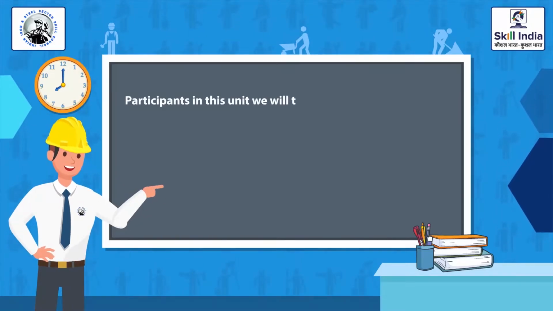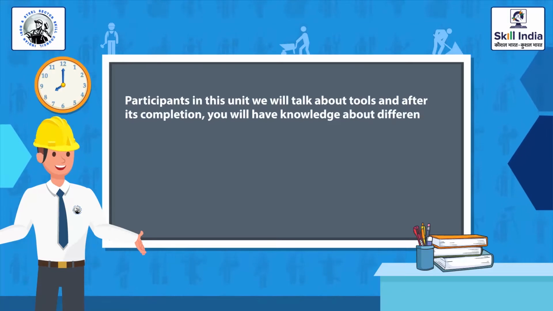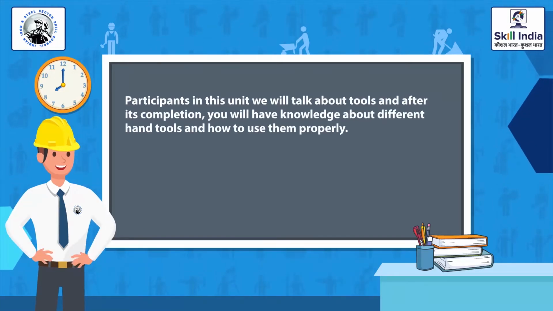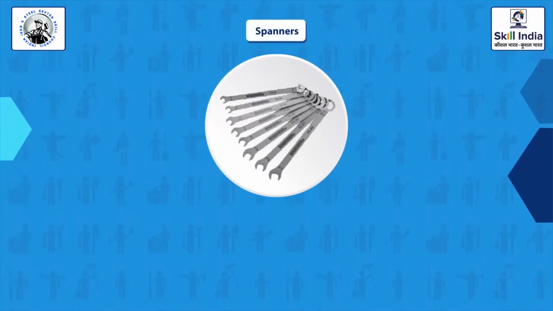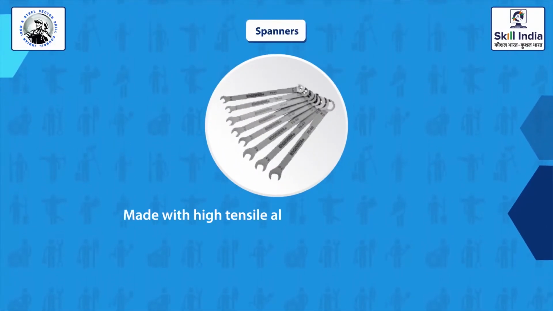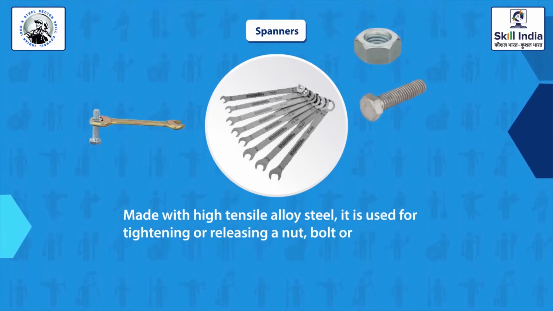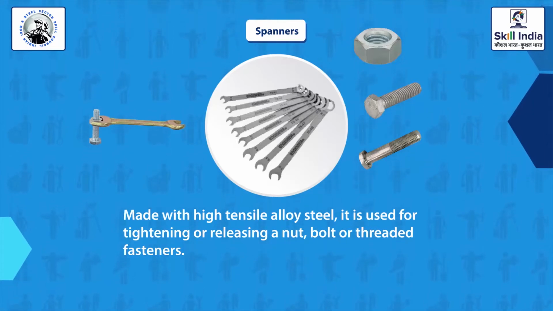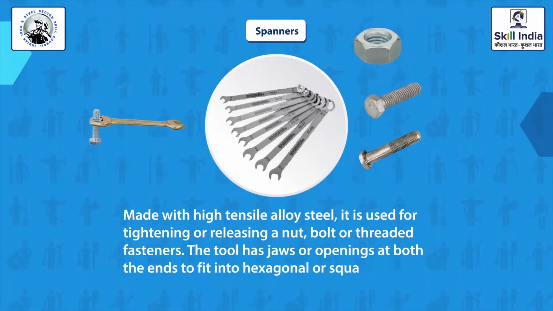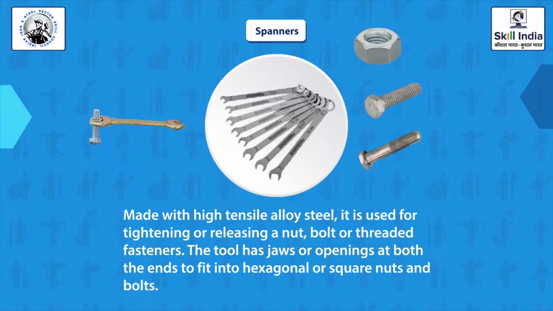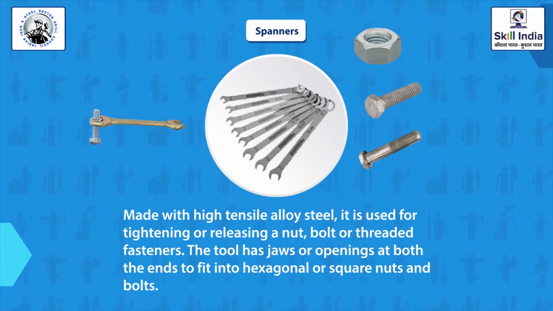Participants, in the unit we will talk about tools, and after its completion, you will have knowledge about different hand tools and how to use them properly. We will begin with spanners. Made with high tensile alloy steel, it is used for tightening or releasing a nut, bolt, or threaded fasteners. The tool has jaws and openings at both ends to fit into hexagonal or square nuts and bolts. There are various types of spanners. Let's explore them one by one.